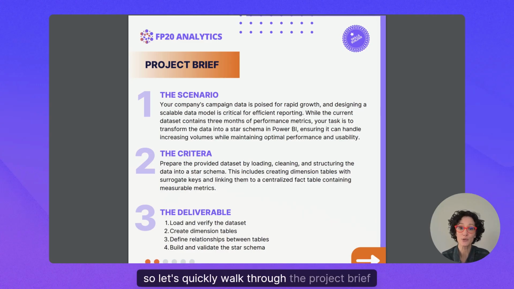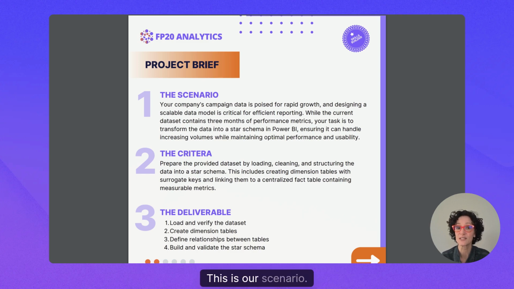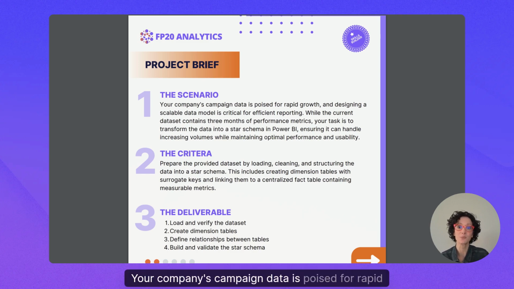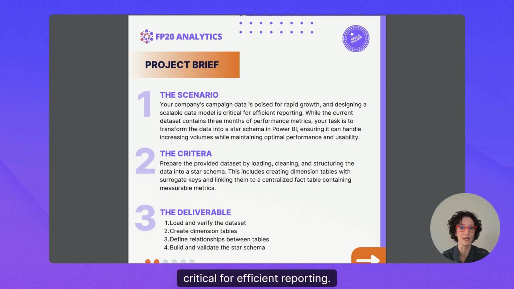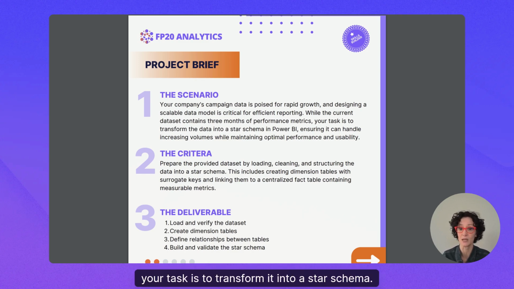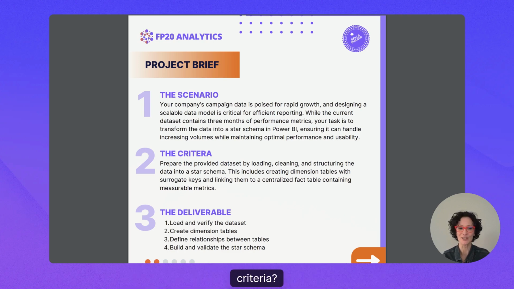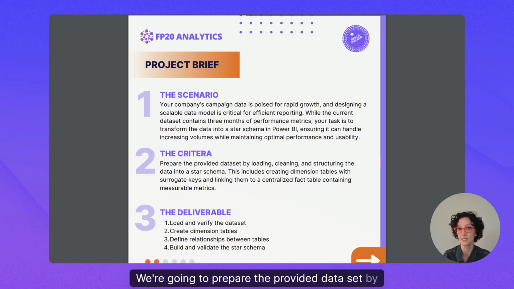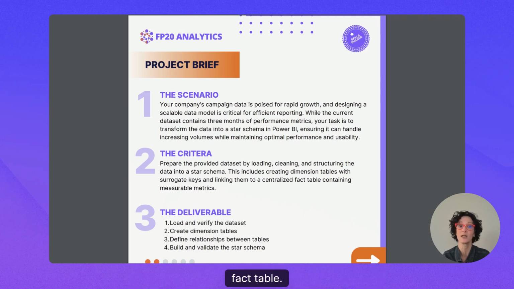Okay, so let's quickly walk through the project brief together. This is our scenario. Your company's campaign data is poised for rapid growth, and designing a scalable data model is critical for efficient reporting. While the current data set contains only 3 months worth of data, your task is to transform it into a star schema, ensuring it can handle increasing volumes while maintaining optimal performance. So what's our criteria? We're going to prepare the provided data set by loading, cleaning, and structuring it into a star schema. This includes creating dimension tables with surrogate keys and linking them to a centralized fact table.